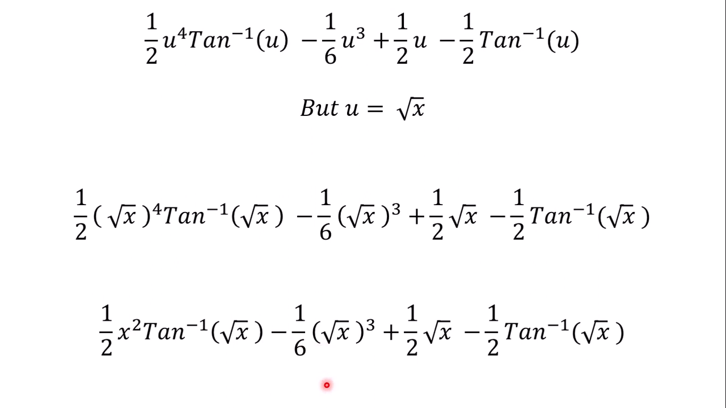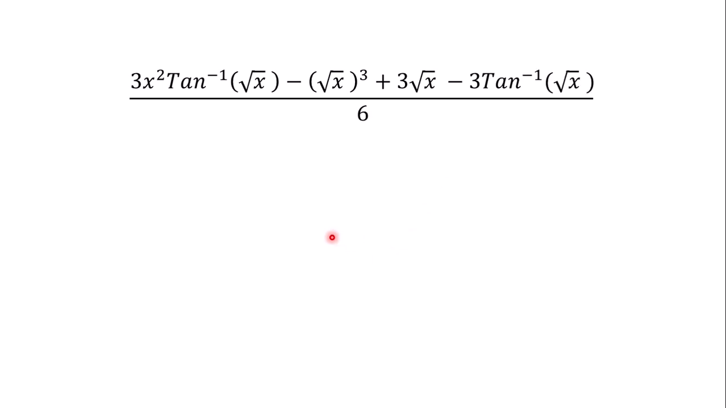Now let's write our fraction. With the fraction, the denominator, the LCM is what? 6. So when you find the LCM, that is how the fraction is going to look. So that is the final answer to the integral, but we have to add our plus c back.